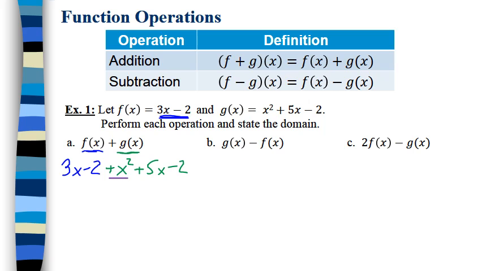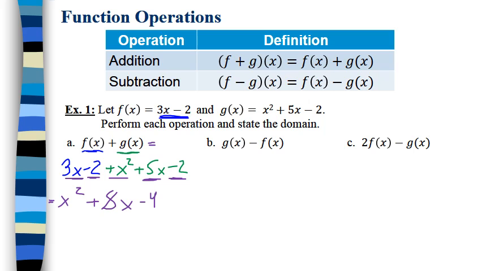So when we combine those, we have x squared. And then 3x plus 5x is 8x. And negative 2 minus 2 is negative 4. And so f of x plus g of x equals x squared plus 8x minus 4. We can do the same thing with subtraction.